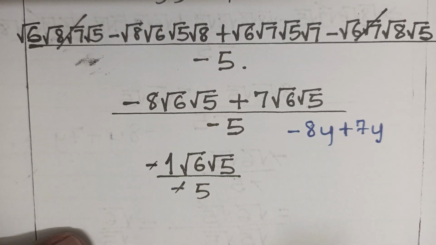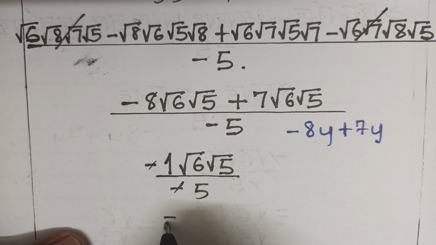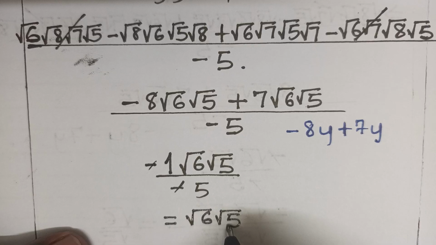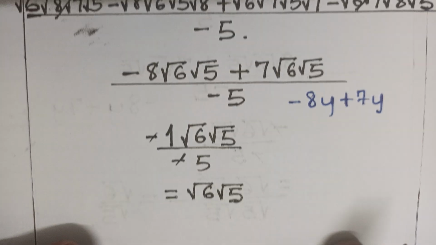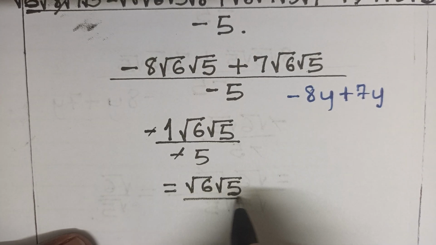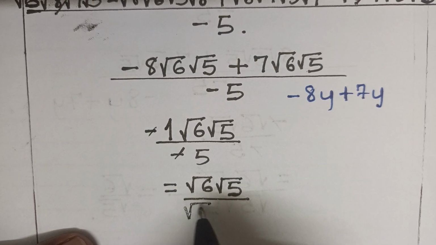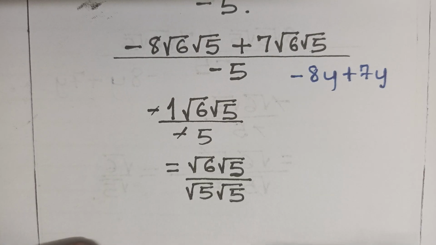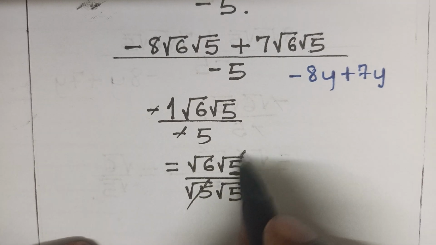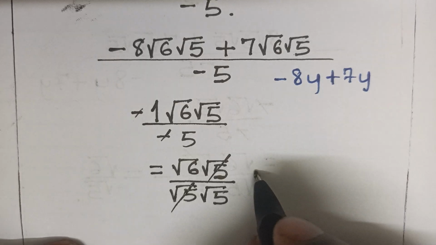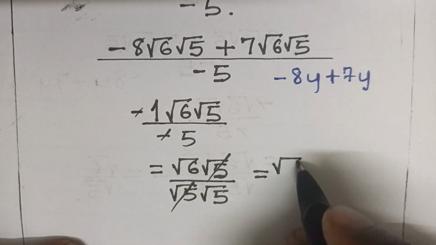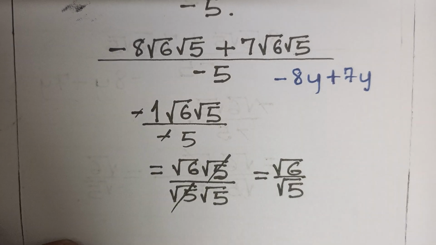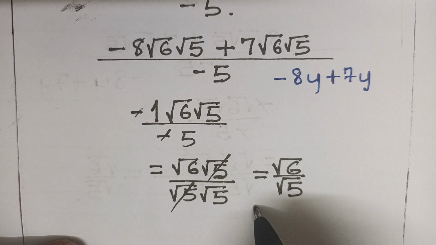When we do that, for the numerator we shall have √6, √5, and for the denominator, guys, we can write 5 in terms of square roots, and that comes to √5, √5. Now we can cancel √5 here and √5 here. And so we shall be left with √6 over √5. And guys, this is our solution.